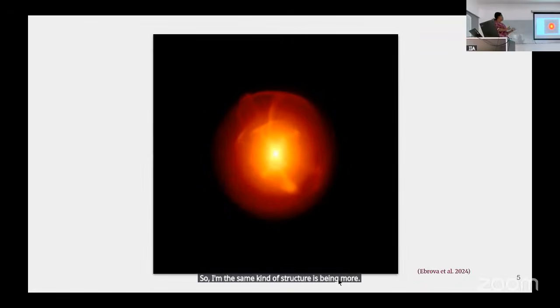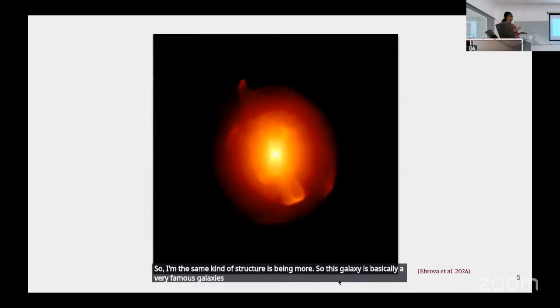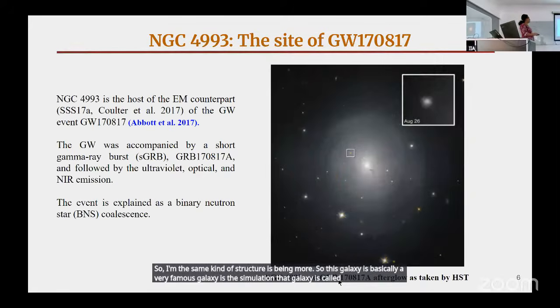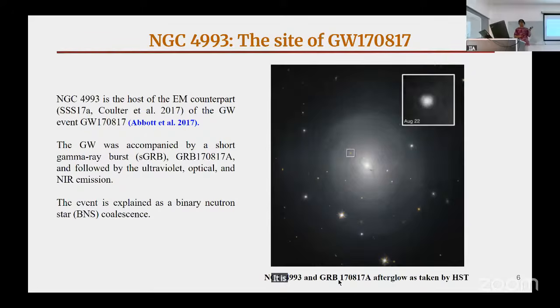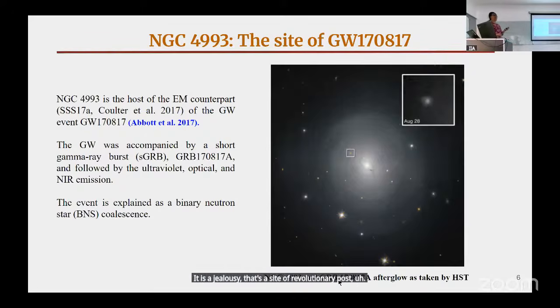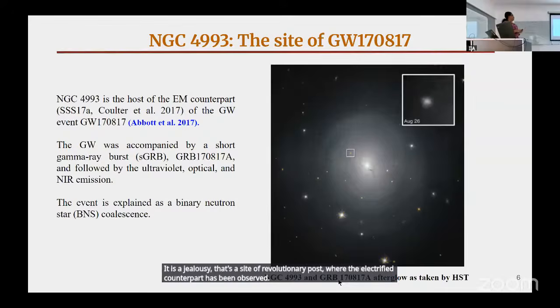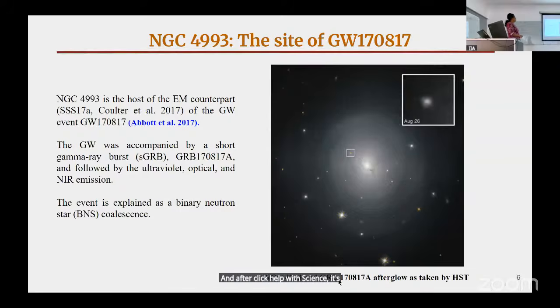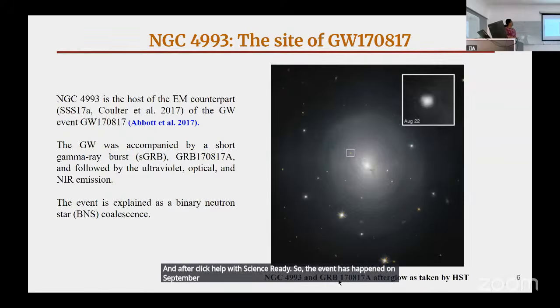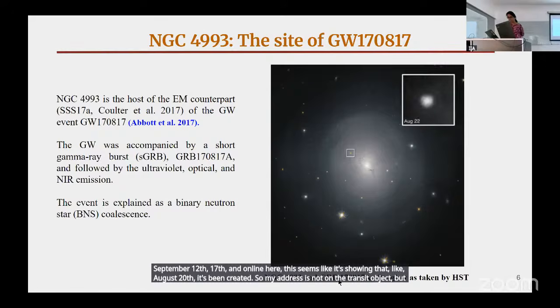This is a very famous galaxy simulation. The galaxy is called NGC 4993, which is the host of a gravitational wave event whose electromagnetic counterpart has been observed. The gravitational wave was created by a binary neutron star merger, and the electromagnetic counterpart, a short GRB, was observed from here and then faded with time. The event happened on 17th August 2017, and the image here shows that by August 20 it had faded. My interest is not in the transient object but in the host galaxy.